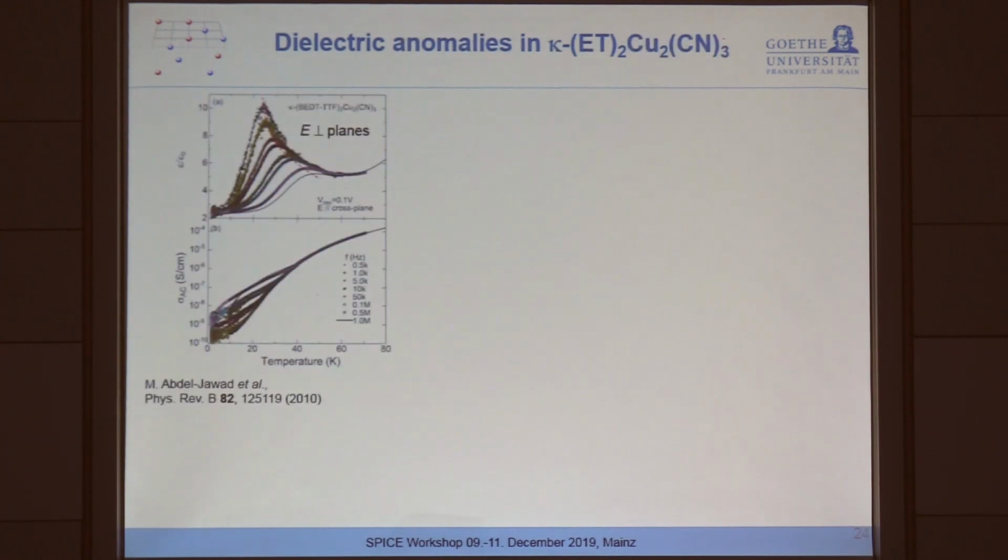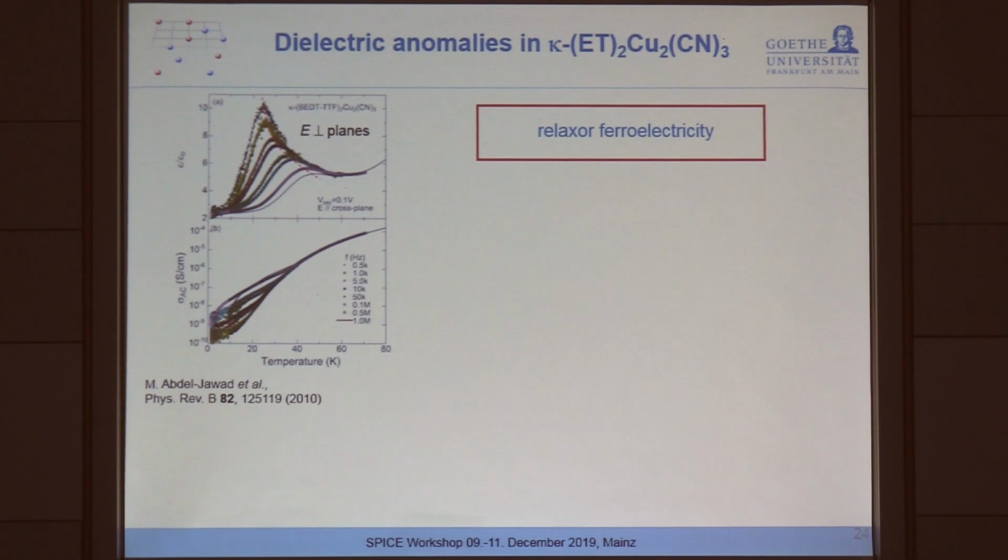Now it's fair to say that first indications of ferroelectricity in these two-dimensional systems were reported by Abdel-Jawad back in 2010. And this is a material which has become famous because it is a spin-liquid candidate system. What they found is a peak in the dielectric constant, not that high, reaching values of 10, but it's frequency dependent all the way down to the lowest frequency. And there's no clear signature in the conductivity as well. And this is a clear sign of relaxor ferroelectricity, where you have clusters of ferroelectric order with some inhomogeneities.